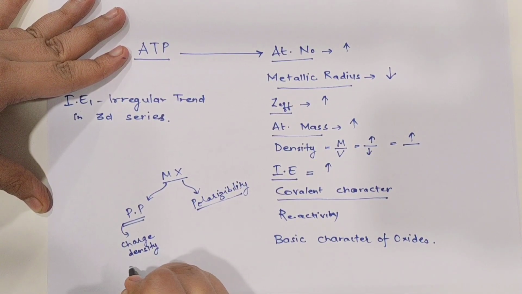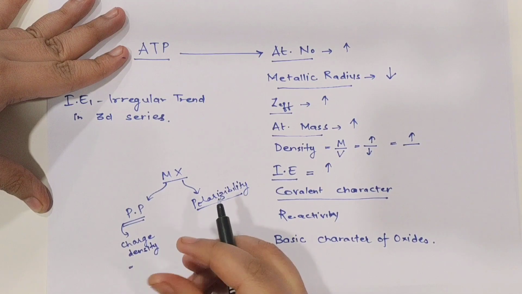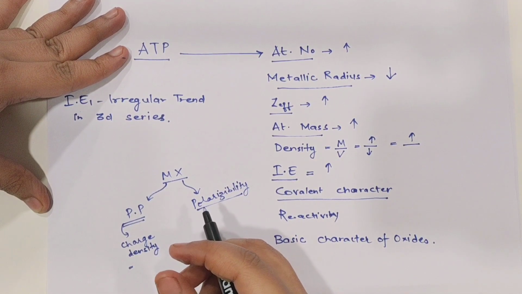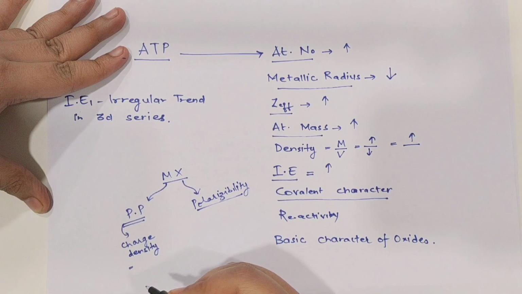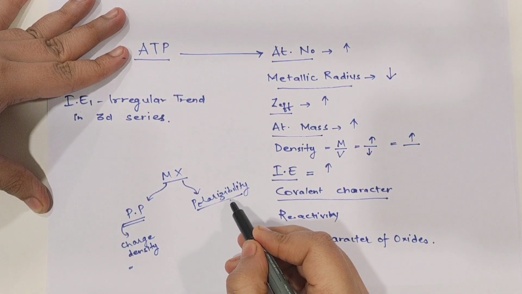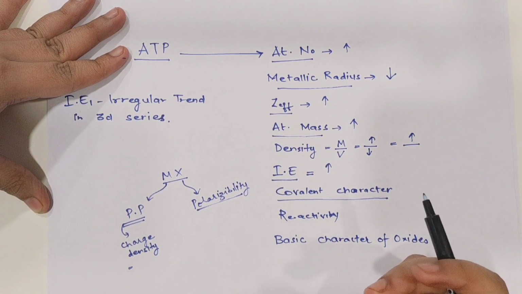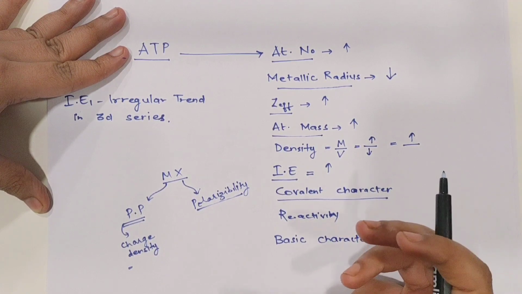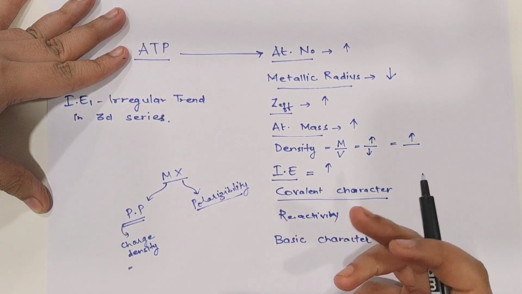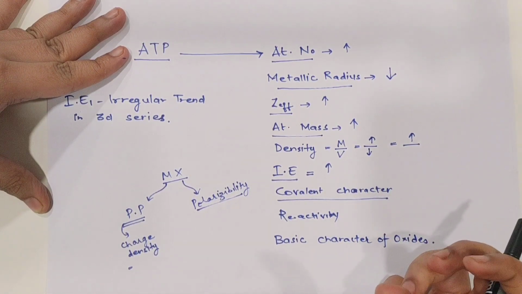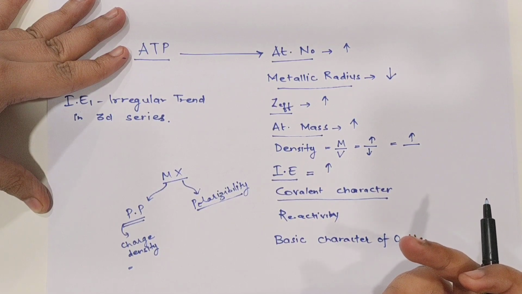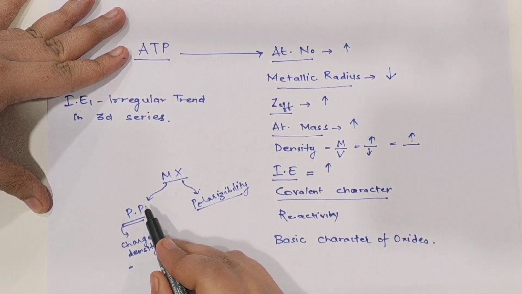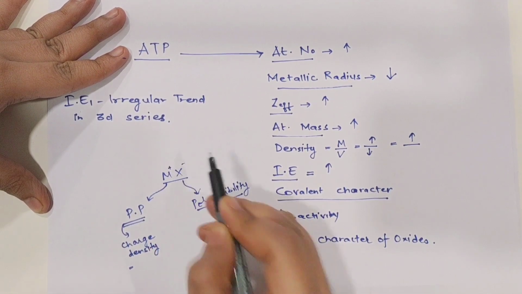Charge density means how much charge in how much area, in how much volume. So obviously, if you have a smaller cation with a higher charge, that's going to have higher charge density. Polarizability depends upon how diffusible the anion is. Diffusible means how big the anion is. If the anion is very big, its electron cloud can be easily molded. It can be easily manipulated. So these two things of cation and anion matter.